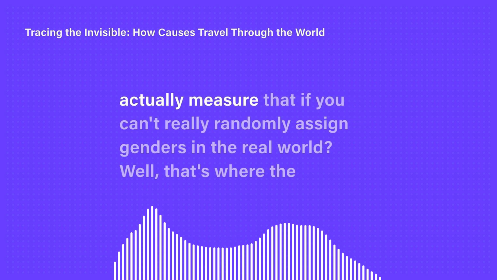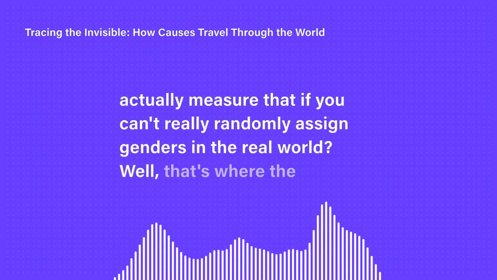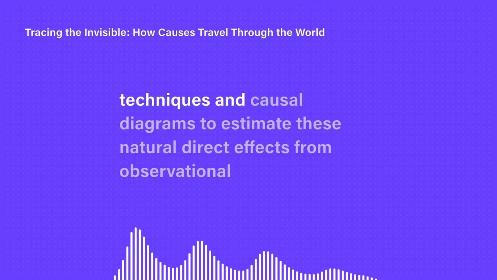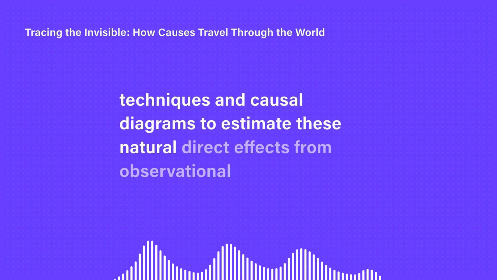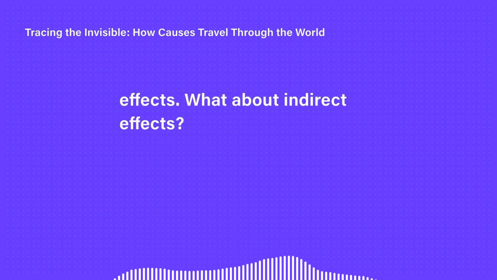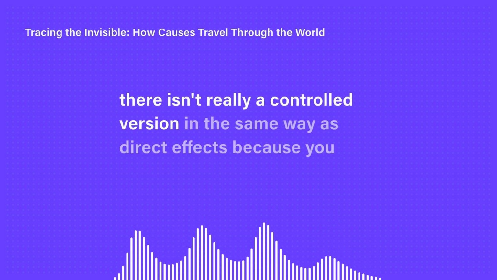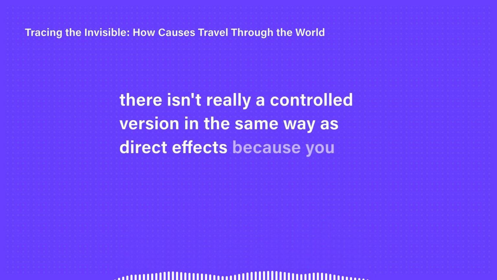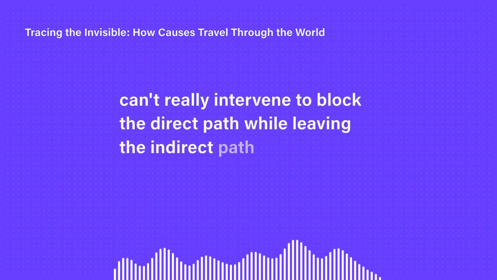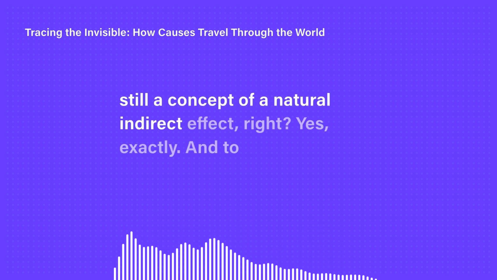But how do you actually measure that if you can't really randomly assign genders in the real world? Well, that's where the power of causal modeling comes in. We can use statistical techniques and causal diagrams to estimate these natural direct effects from observational data. Okay, so that's direct effects. What about indirect effects? Right. So for indirect effects, there isn't really a controlled version in the same way as direct effects, because you can't really intervene to block the direct path while leaving the indirect path open. I guess that makes sense. But there is still a concept of a natural indirect effect, right?